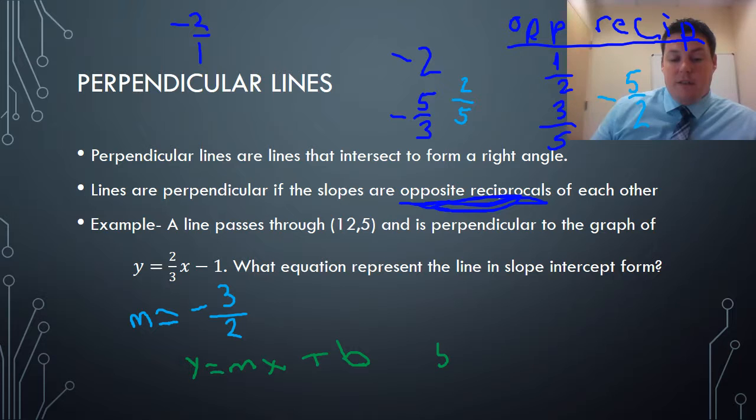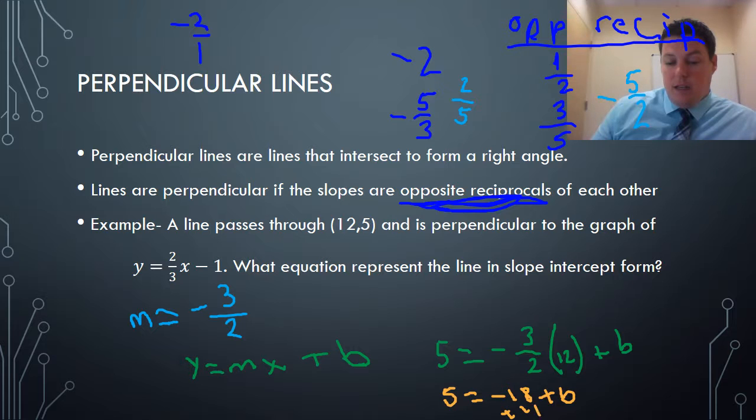So 5 equals negative 3/2 times 12 plus b, which gives us 5 equals negative 18 plus b. We add 18 to both sides. We get b equals 23.